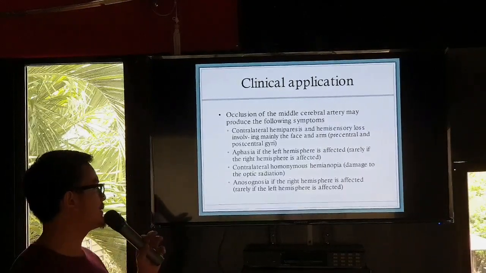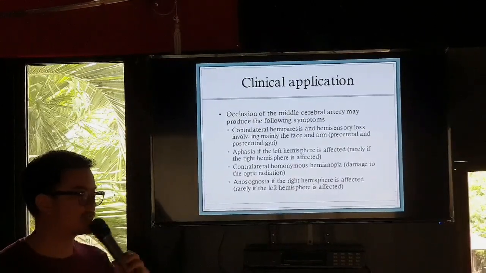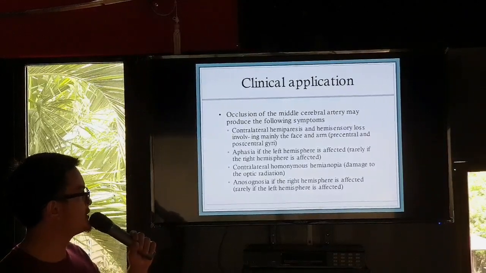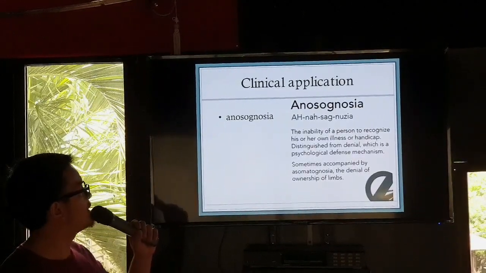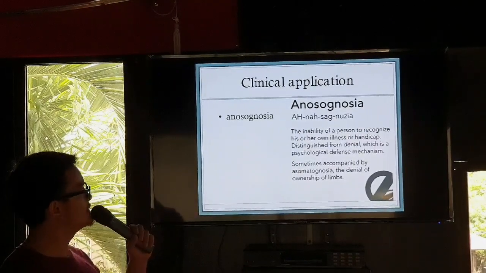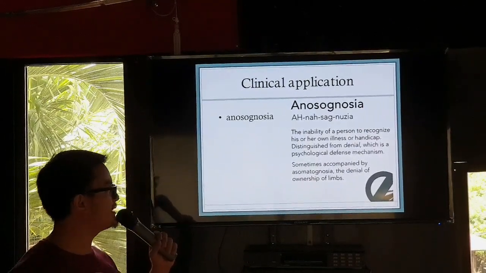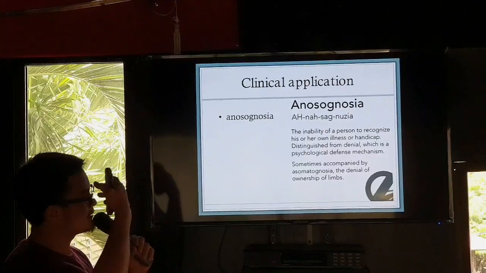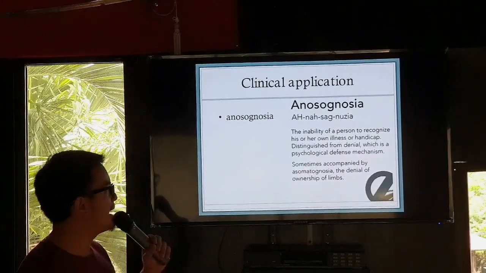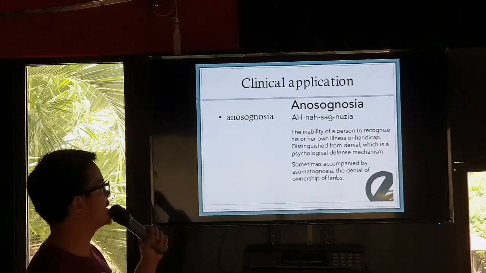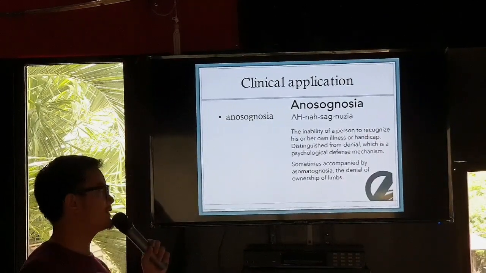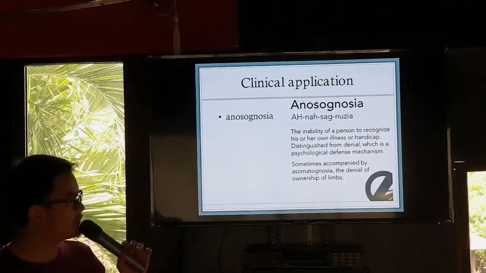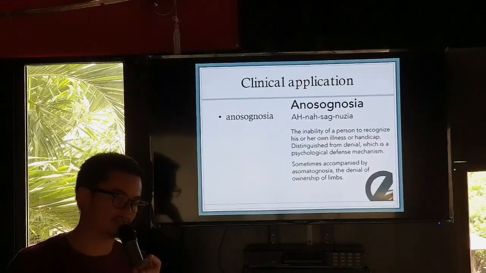Contralateral homonymous hemianopia, resulting from the damage to the optic radiation. And anosognosia, if the right hemisphere is affected. What is anosognosia? The inability of a person to recognize his or her own illness or handicap, distinguished from denial, of course. Sometimes accompanied by asomatognosia, the denial of ownership of limbs. So anosognosia is the inability of the person to recognize his or her own illness, which is not psychological in origin. So this is not denial.